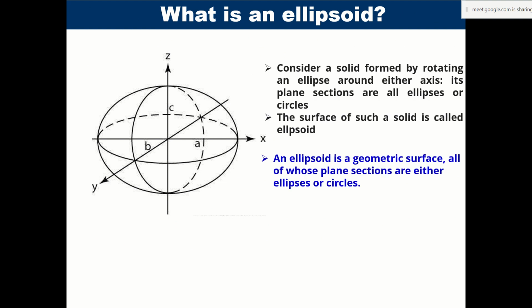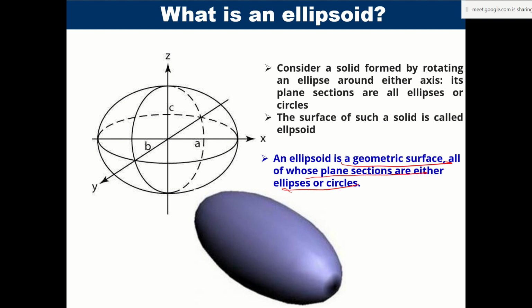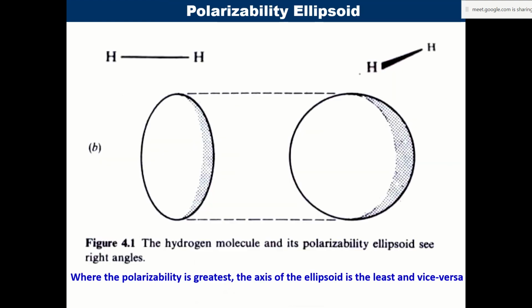So the ellipsoid, as I told you, is a geometrical surface, something like this, whose cross section, if you cut it, will appear like an ellipse or a circle, as you can see here. So basically this is your ellipsoid. When you are looking at the hydrogen molecule, this is what it looks like. So you have greater polarizability.